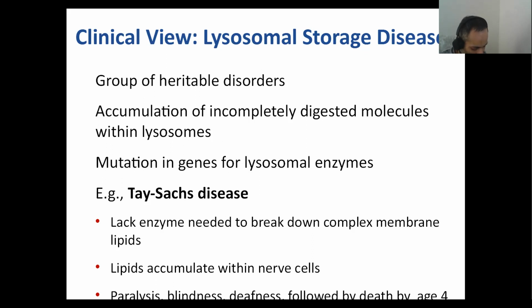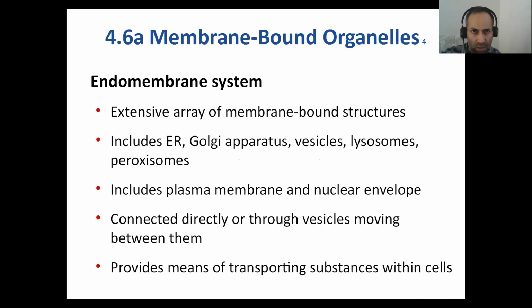So what happens in Tay-Sachs disease is, as you can see here, it's a lysosomal storage disease, which means, first of all, it's genetic, as we just mentioned. These people lack an enzyme genetically, which is needed to break down your membrane lipids or fats. So since you cannot break down the lipids in the cell membranes, it accumulates within your nerve cells. Your nerve cells become dysfunctional because there's too much lipid accumulating there. Paralysis, blindness, deafness, mental retardation, and death by age 4 is what you see here.